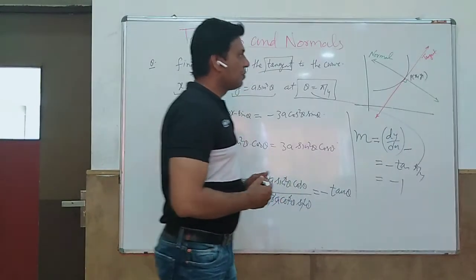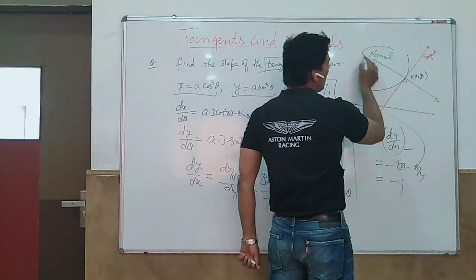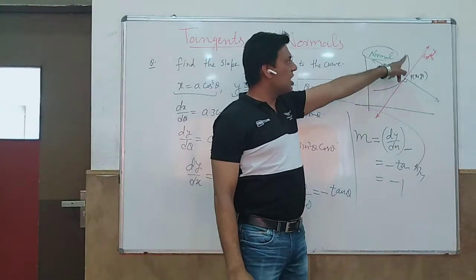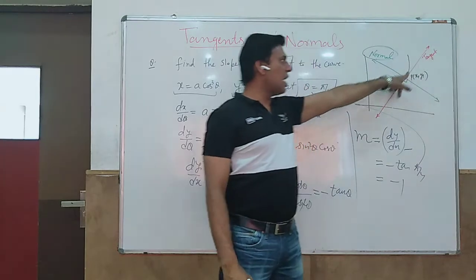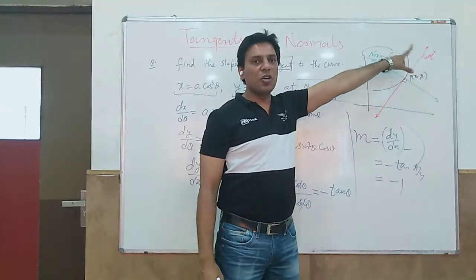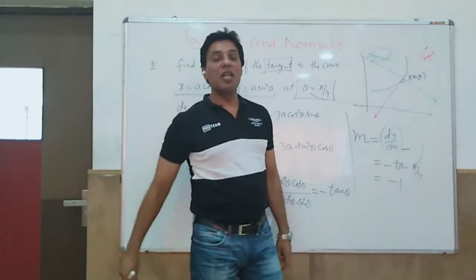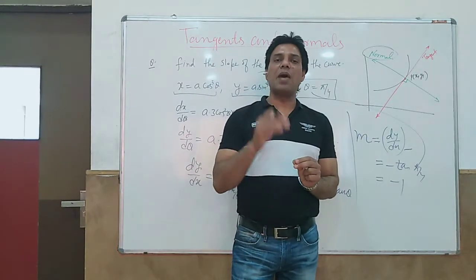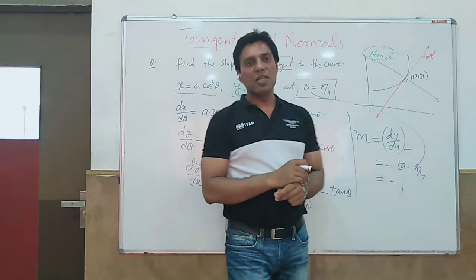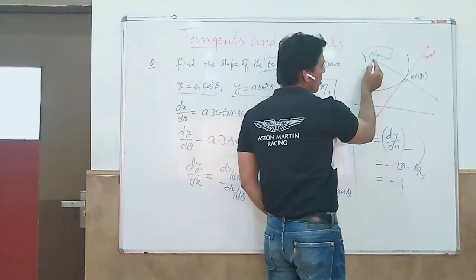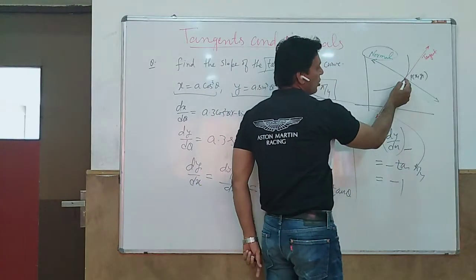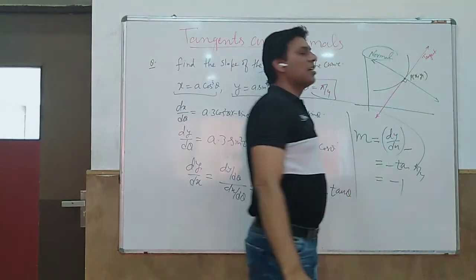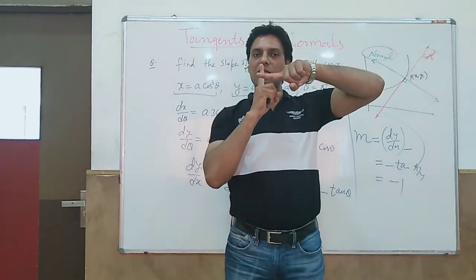Now one thing you have to remember: what do we mean by normal? Tangent is touching the curve at point P. So this is a line touching the curve at P. This is your tangent. And what is a normal? Normal is a line passing through the same point, but it is perpendicular to the tangent. So tangent and normal are always perpendicular.